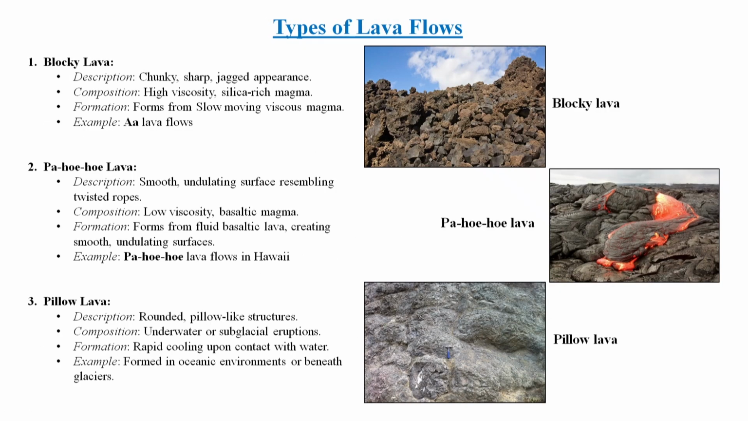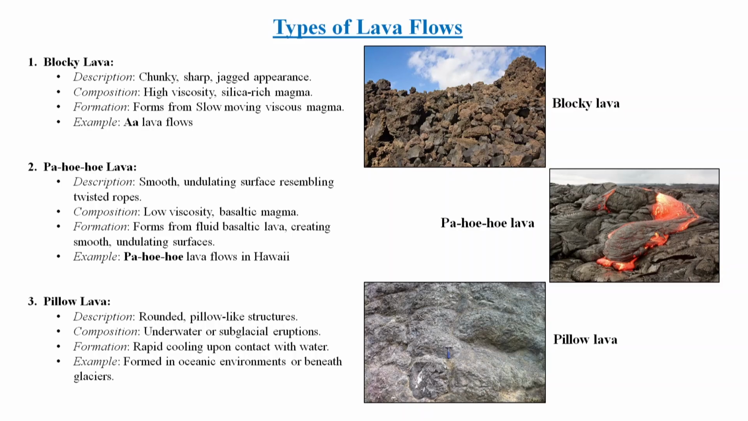Types of lava flows: there are broadly three types of lava flows. The first one is blocky lava, the second one is pahoehoe lava, and the third one is pillow lava. Blocky lavas are nothing but chunks; they give a sharp appearance. Generally blocky lavas have very high viscosity, silica-rich magma, that's why they form blocks. They can't flow very easily, that's why they form blocks. So they form from slow-moving viscous magma.